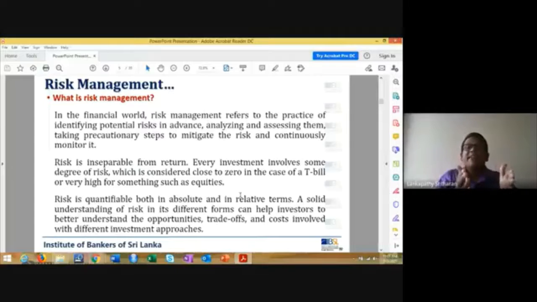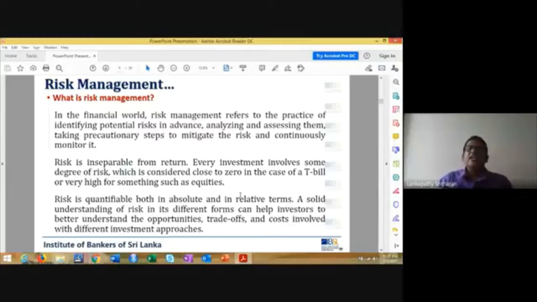Then they will take some precautionary steps to mitigate the risk. So what will be the precautionary measure? Sometimes, rather than putting the entire 100 million into the stock market, or rather than putting the entire 100 million into treasury bills, they will invest some 30 million into treasury bills, some 40 million into the stock market, and another 30 or 40 million into corporate debentures. So by diversifying the investment, they may mitigate the risk.